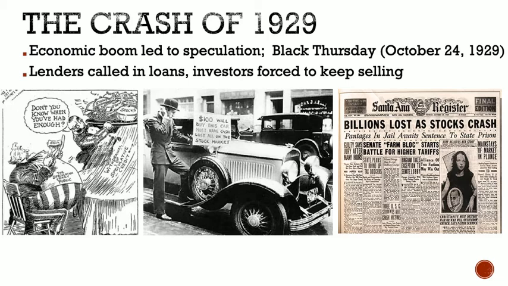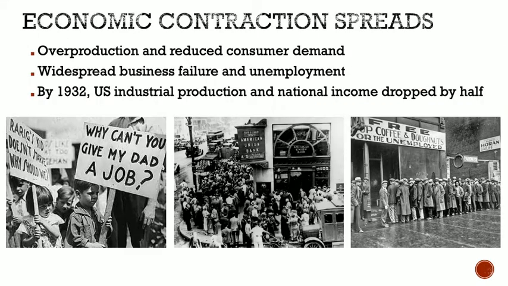And so billions are lost in this event, and it's going to take years to recover. There's economic contraction after this. There was overproduction because of the speculation. People are making more than what's actually selling, but now that everyone's losing money, there's no demand. So there's a lot of products that are not being sold.